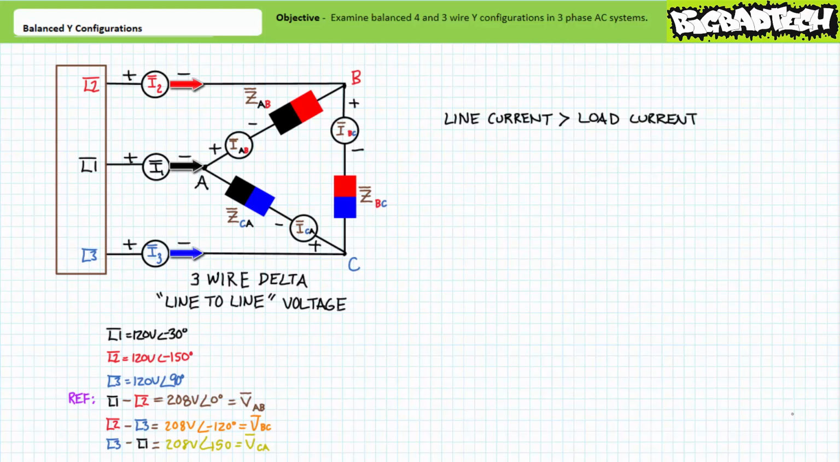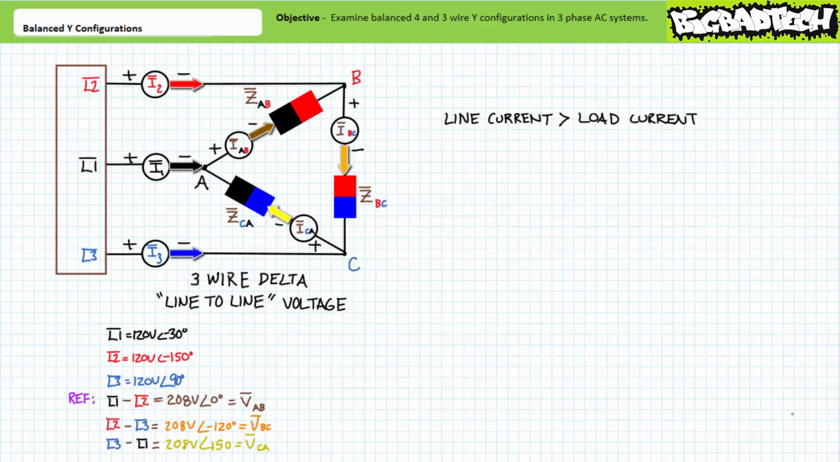3 additional ammeters are then used to measure current through the load impedances. Again, just pick a direction and go with it. A to B, B to C, C back to A. Ammeter AB measures current through impedance element ZAB. Assumed direction of travel is A to B. Ammeter BC measures current through impedance element ZBC. Assumed direction of travel is B to C. Finally, ammeter CA measures current through impedance element ZCA. Assumed direction of travel is C to A.